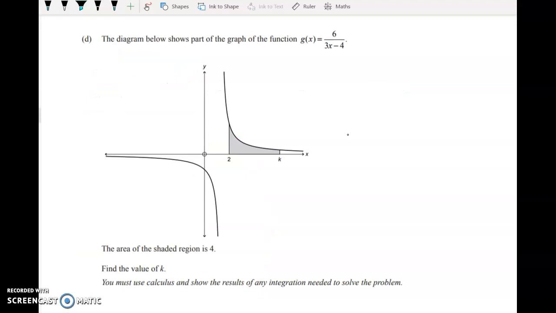Lastly, in this video, I think I'll get time to do all 4, is this merit question where we've got the graph of this function here, and we're told that the shaded area has an area of 4. We have to find the upper limit of integration. I think it's very clear in that question what you've got to do, hopefully. Just a little bit of algebra work.